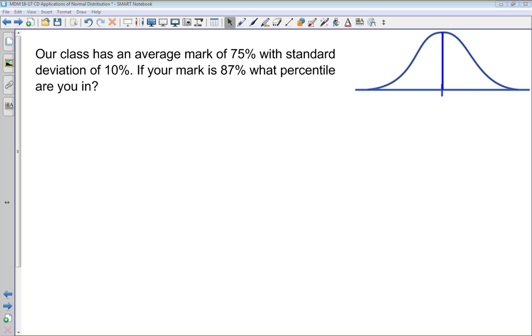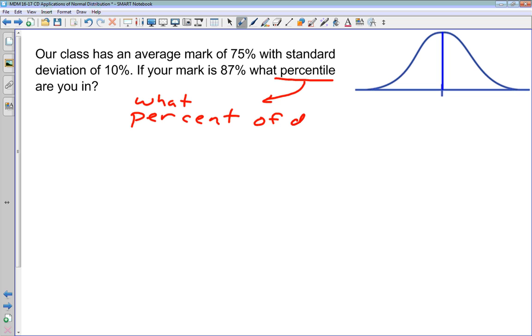So what does percentile mean? Well, percentile always tells you what percent of the data is below you, or you are above. So what percent of data are you above?